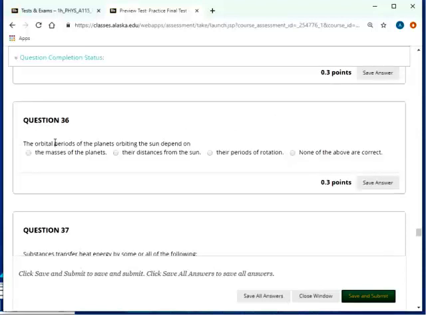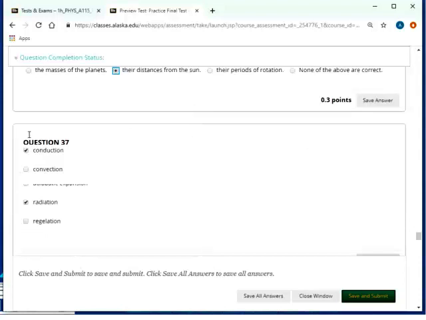The orbital periods of the planets orbiting the Sun depend on their distance from the Sun. Ultimately, they actually depend on the mass of the Sun, but the three are related to each other. So the period, the distance that they are from the Sun, and then the mass of the Sun itself.